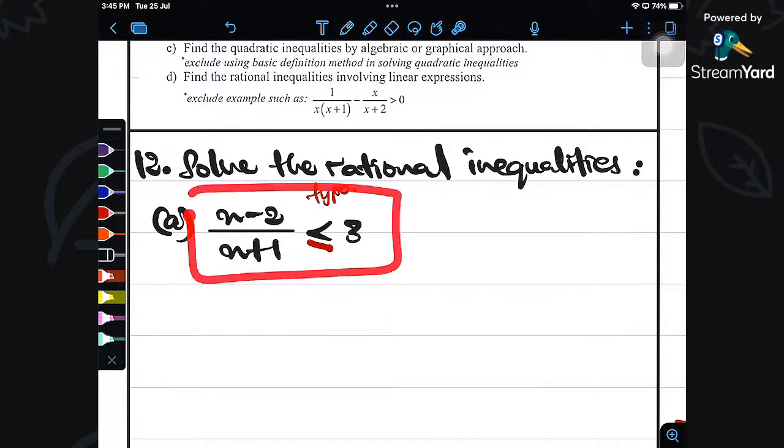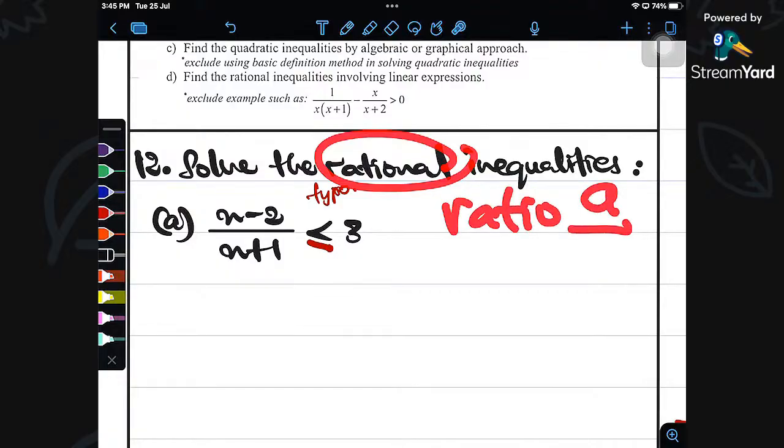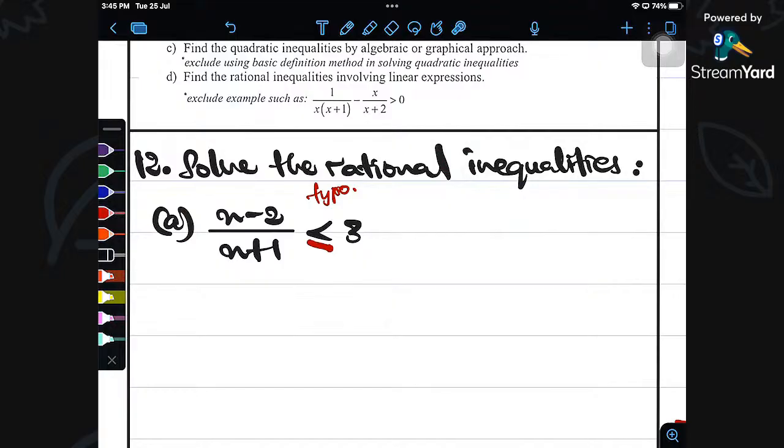So, welcome to rational inequalities. Ini dipanggil sebagai rational. Kenapa rational? Rational bermaksud ratio. Ratio bermaksud mempunyai pecahan A over B. Tapi dia bukan nombor sajalah. Dia mempunyai unknown atas dan di bawah. Whenever you see an unknown above, the numerator, and below, the denominator, this is called a rational inequality.